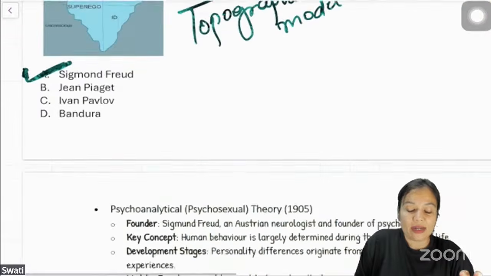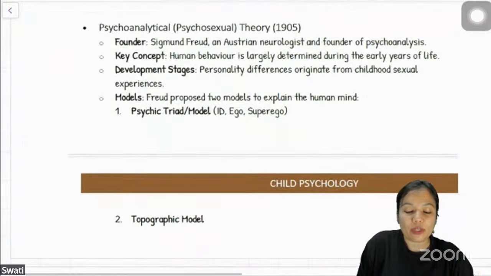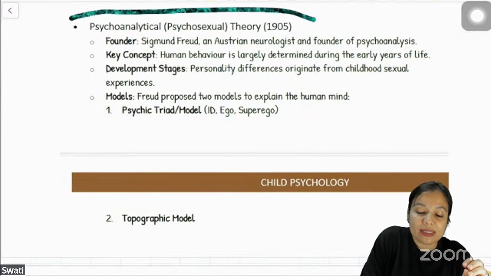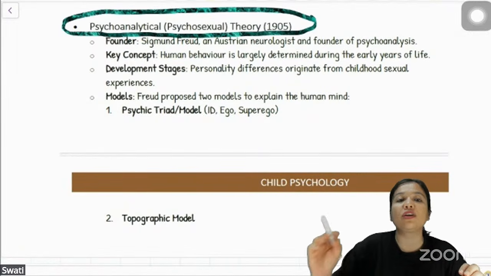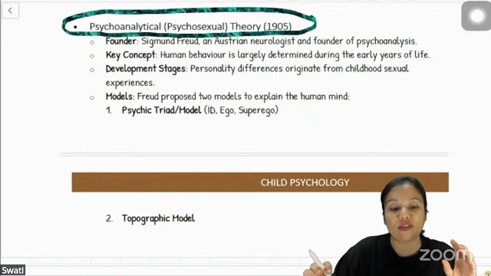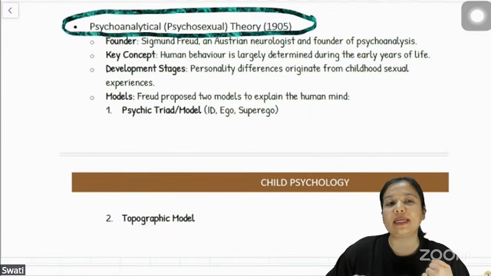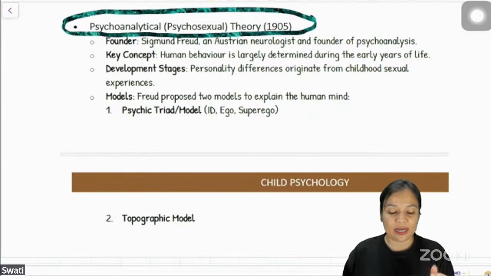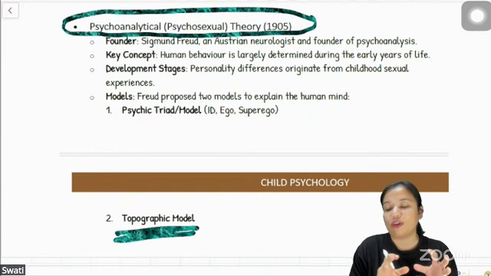Again, we had read in great detail about the topographic model, Freud's theory of psychoanalysis, or the psychosexual theory that was given by Freud in the year 1905. He spoke about the psychic triad, the topographic model, and the various stages that we had read. So the topographic model is that of Freud.